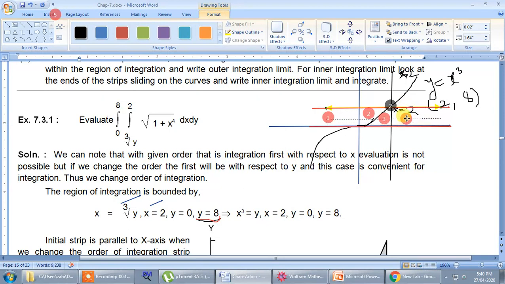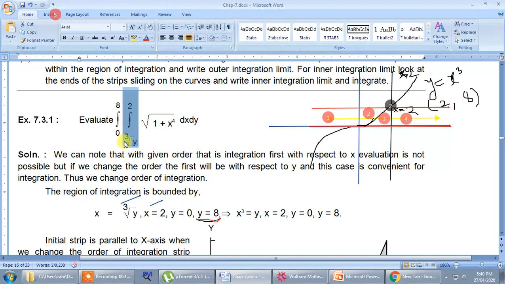While it moves, this is an arbitrary position. Where is the left end? The left end is on x equal to cube root of y. Note that x equal to cube root of y is nothing but your curve y equal to x cube. y equal to x cube and x equal to cube root of y are equivalent.